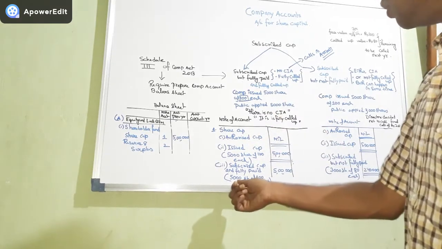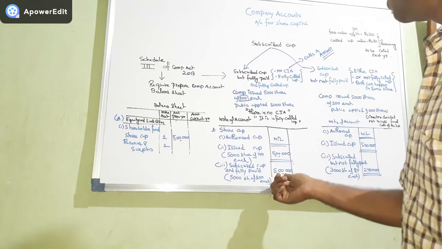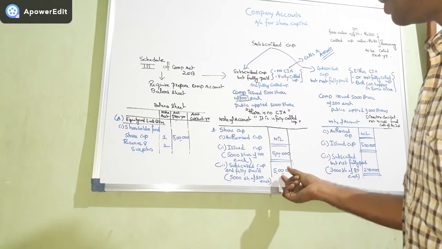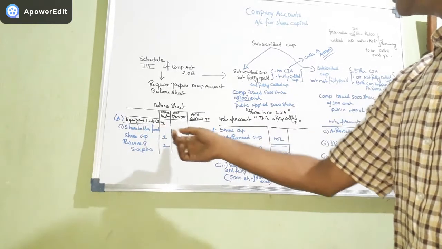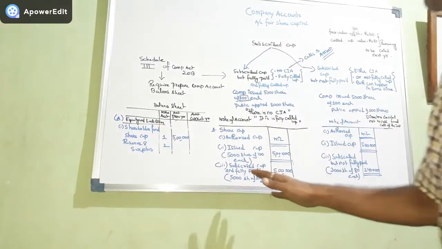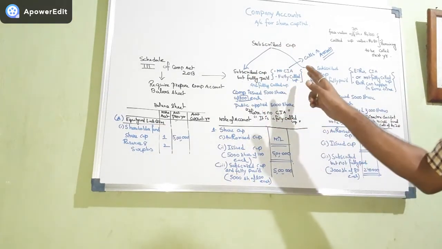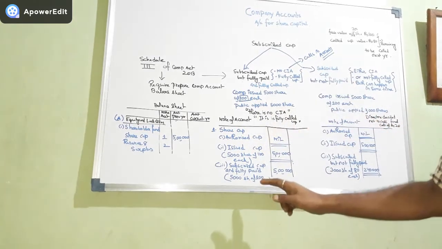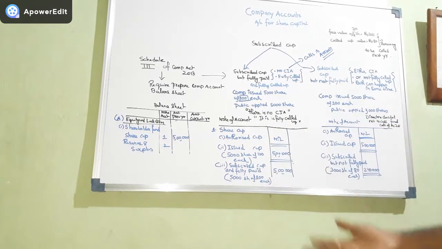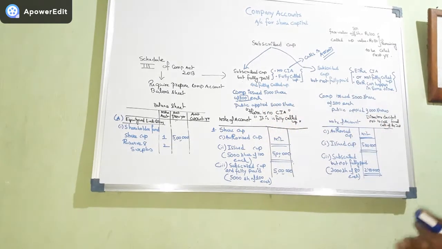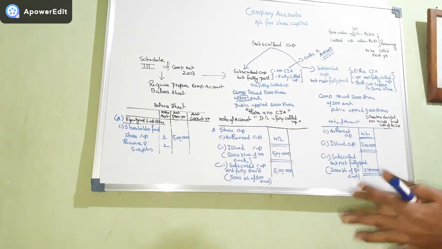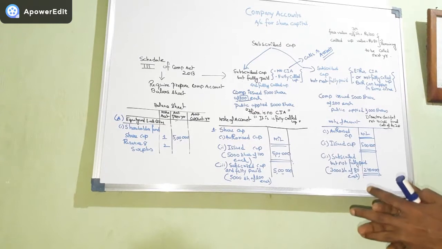So 5,000 of 100 is 5 lakh. This amount will be transferred to the share capital. Here it is fully called up value and no CI is happening. Therefore, it is 100 and 5,000 shares, as the public has applied for 5,000 shares. So they will get the 5,000 shares of 100 each.